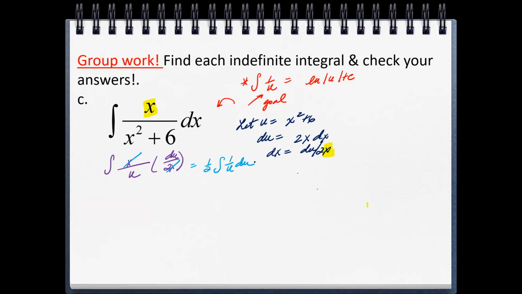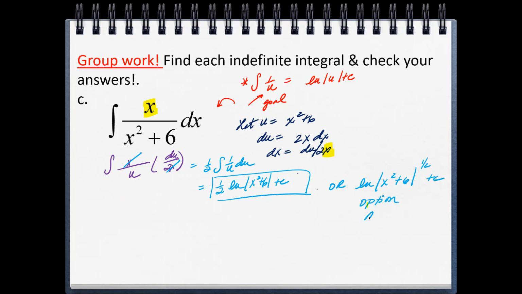It's very simple. So when I integrate this, 1/2 ln u, replacing u back, x squared plus 6, plus c, and there is your answer. Now, another way of writing this, you could write it down as ln (x squared plus 6) to the 1/2 plus c. This is another option on the multiple choice exam.